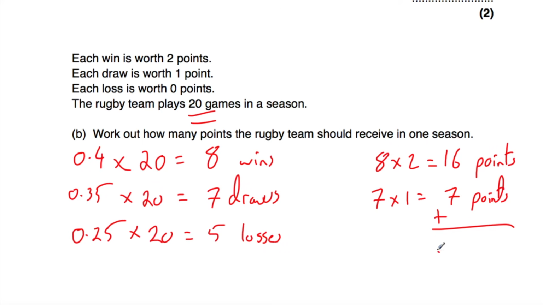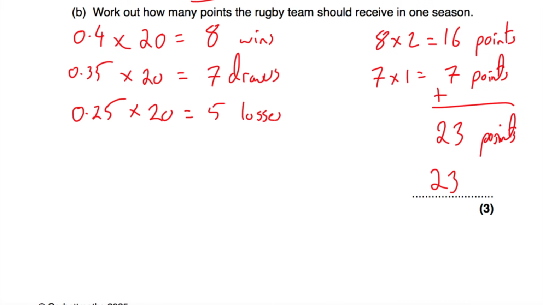And 16 plus 7 is 23. So that means the rugby team should receive 23 points in a season. 23 points. And that's it, 23. Okay, let's look at our next question.